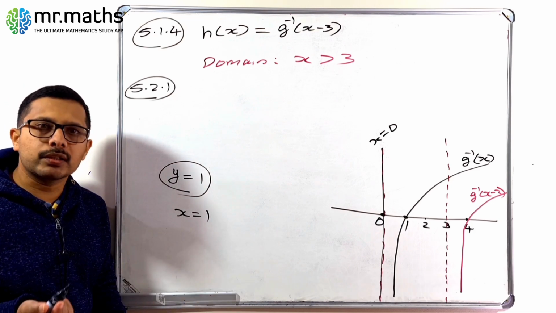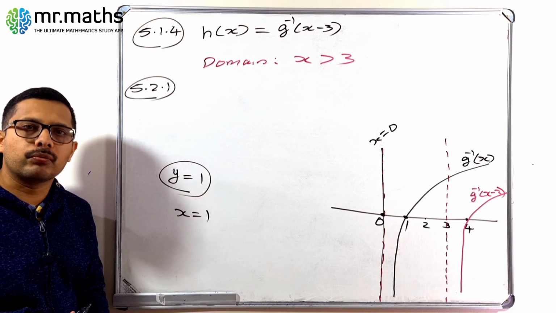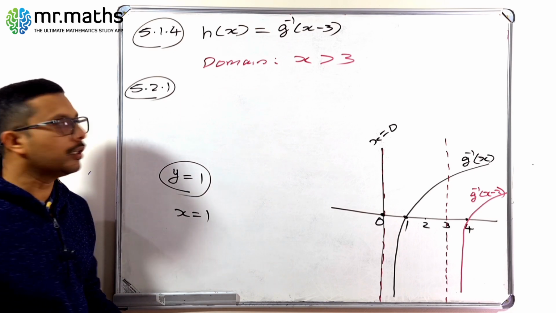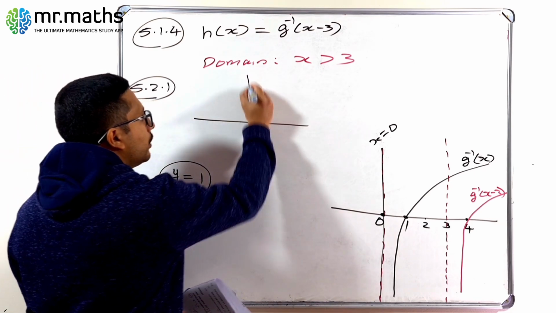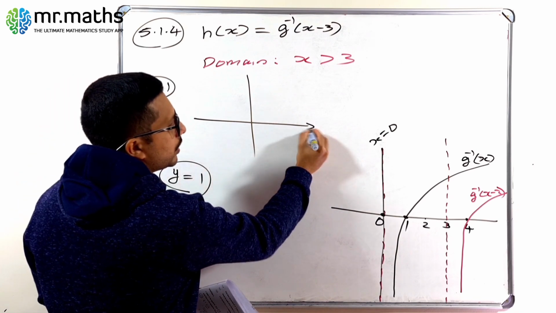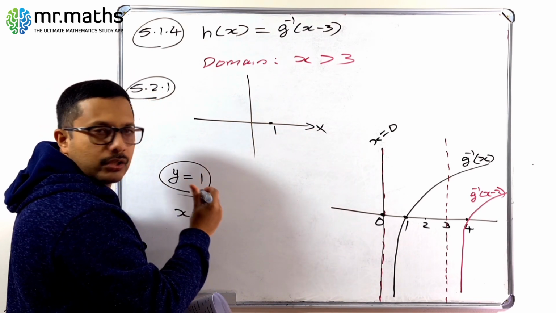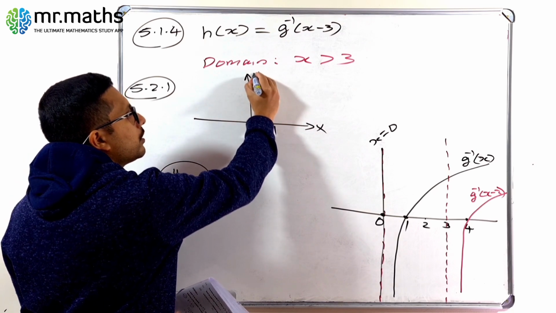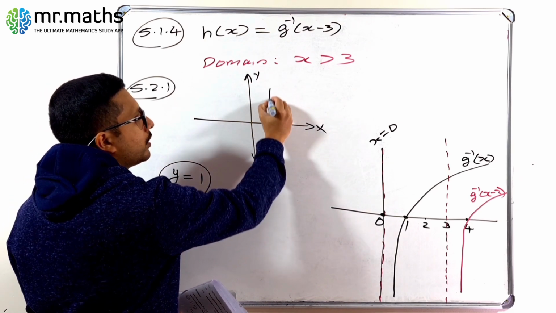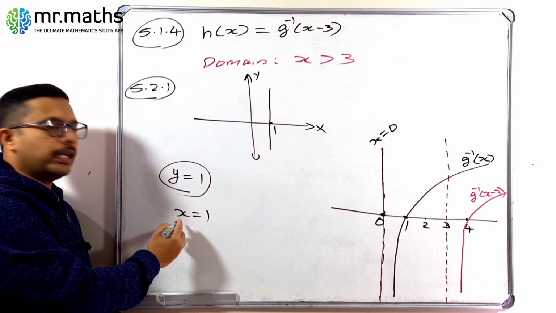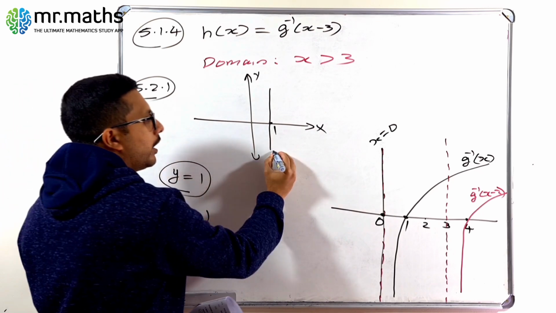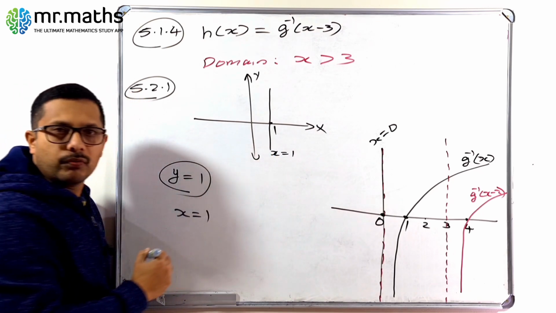That means, in effect, the question is to draw the graph of x is equal to 1. That's all. How can you draw the graph of x is equal to 1? Assume that this is the x-axis and this is the point 1. This is the y-axis, so this is the graph of x is equal to 1, and this line is known as x is equal to 1.